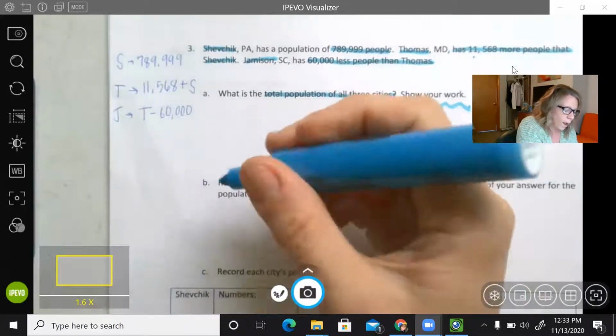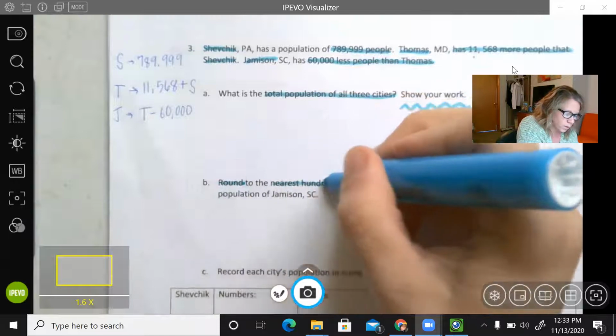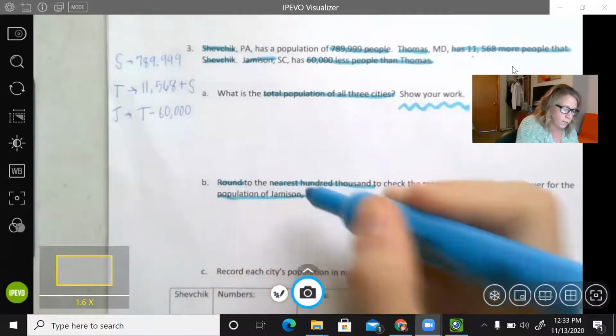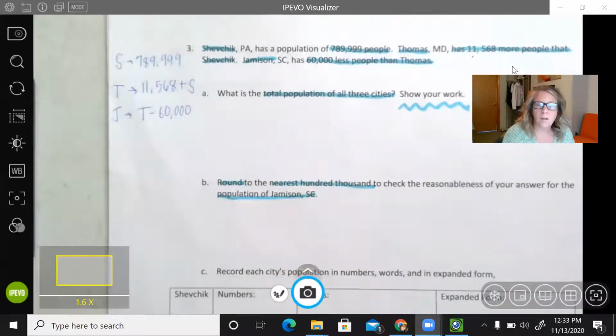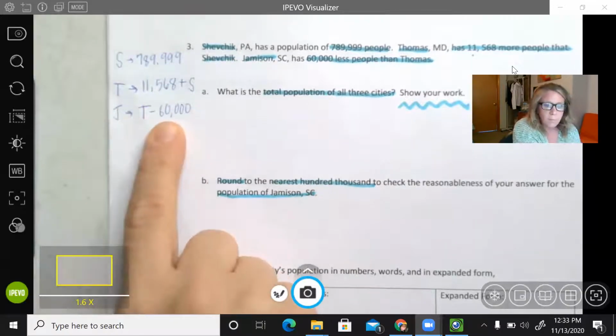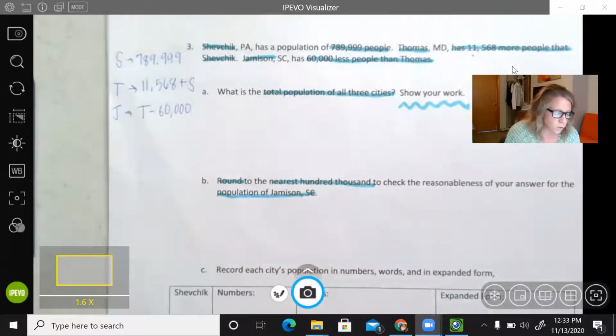Then you're going to round to the nearest 100,000, and you're going to check the reasonableness of your answer for only the population of Jameson, South Carolina. So you're going to figure out what that population is, since we don't know, and then you're going to round to assess the reasonableness. So if your rounded answer is close to your actual answer, then you know it's reasonable.